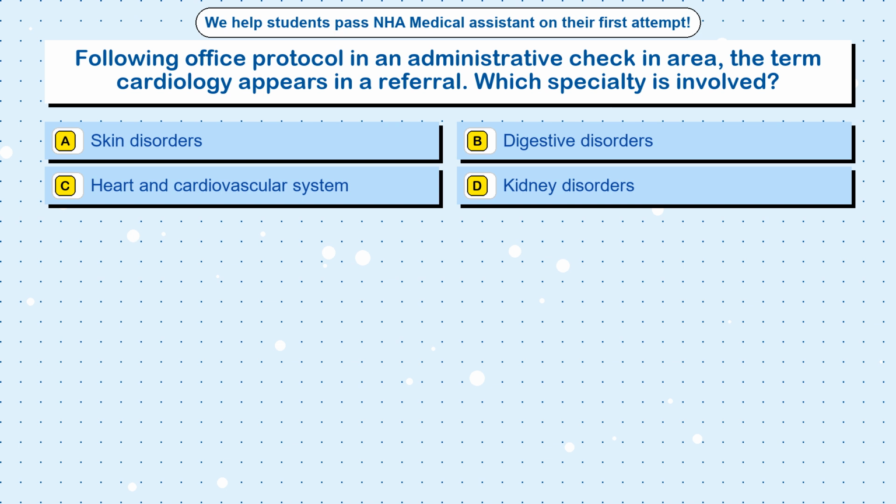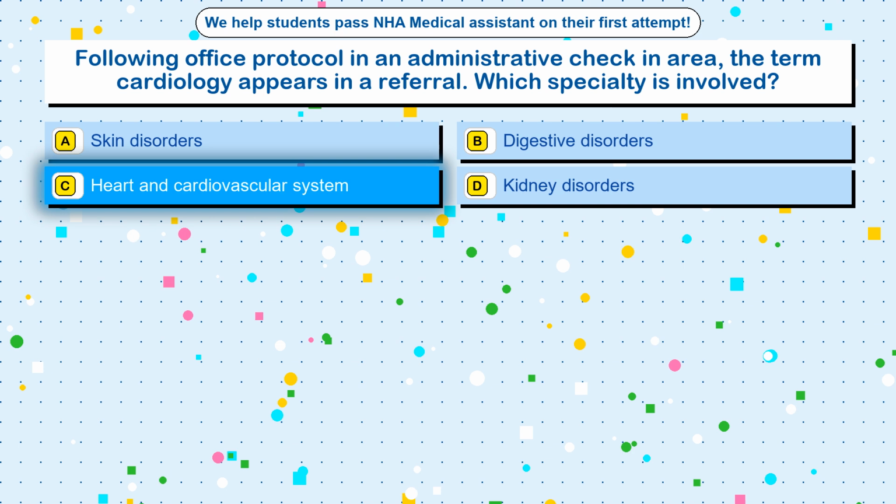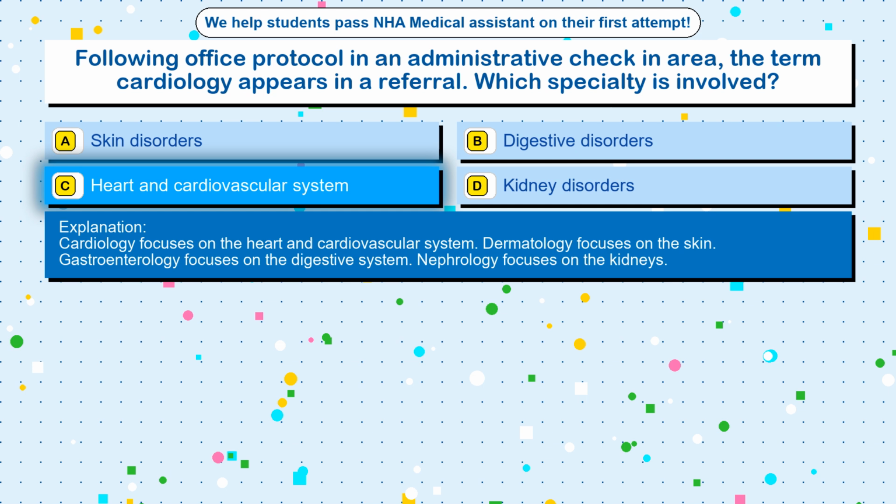Option C, heart and cardiovascular system. Option D, kidney disorders. The correct answer is option C, heart and cardiovascular system. Cardiology focuses on the heart and cardiovascular system. Dermatology focuses on the skin. Gastroenterology focuses on the digestive system. Nephrology focuses on the kidneys.